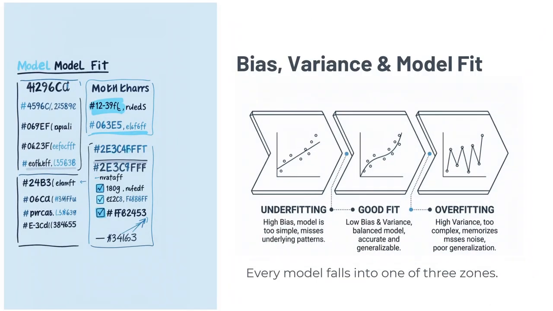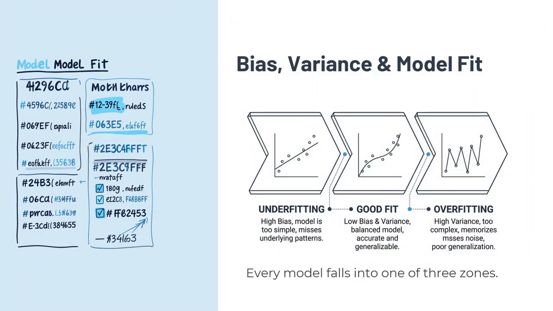Let's connect everything together. High bias leads to underfitting. The model is too simple and fails to learn enough. High variance leads to overfitting. The model becomes too complex and memorizes the training data. A balanced model sits between these two extremes. This is called the bias-variance trade-off.